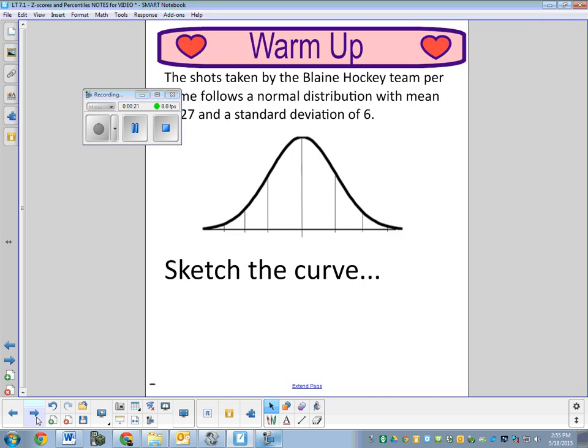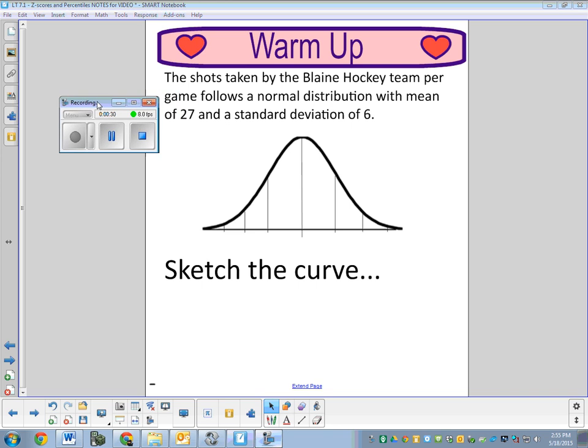First, let's start with a warm-up. This is some data about the shots taken by the Blaine hockey team per game. It follows a normal distribution with a mean number of shots of 27 and a standard deviation of 6. So right now, I'm going to ask you to pause the video and sketch the curve in your notebook. So now let's check our work.